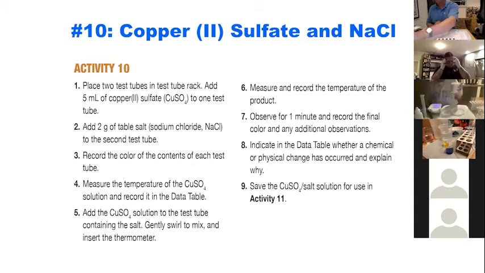To figure out the accurate temperature, do we have to stick it all the way to the bottom? It doesn't have to touch the bottom, but you want the whole red part of the thermometer to be submerged.